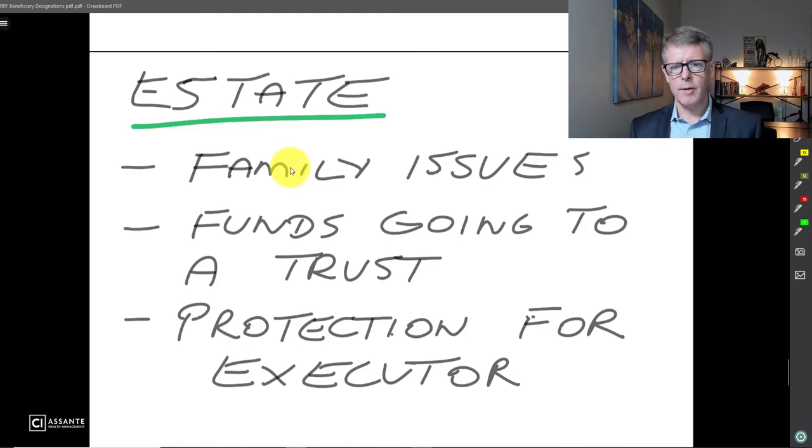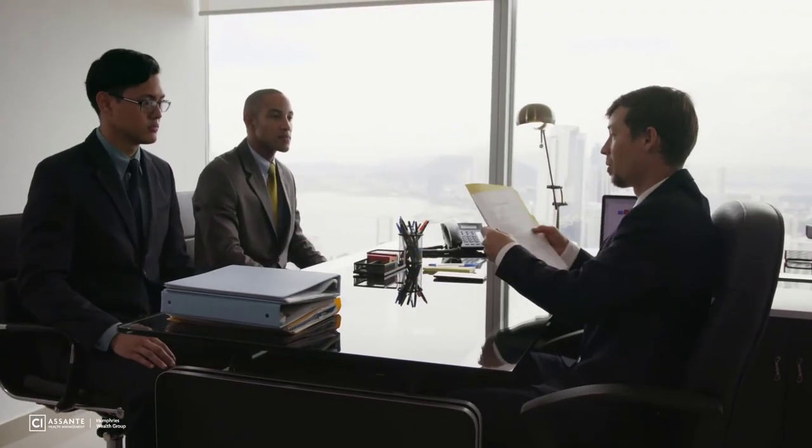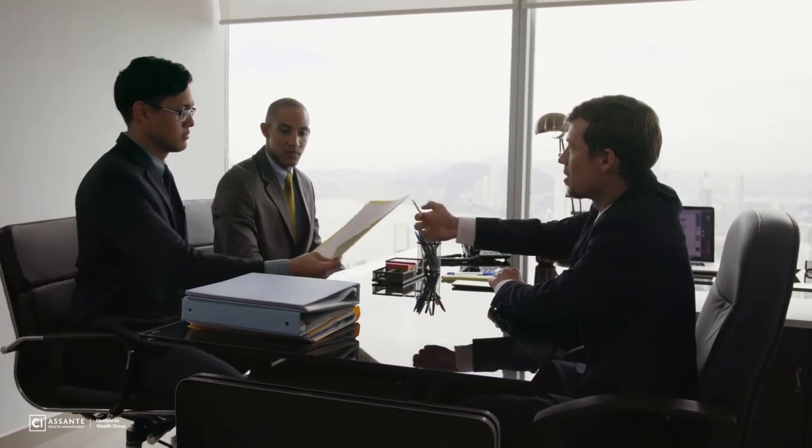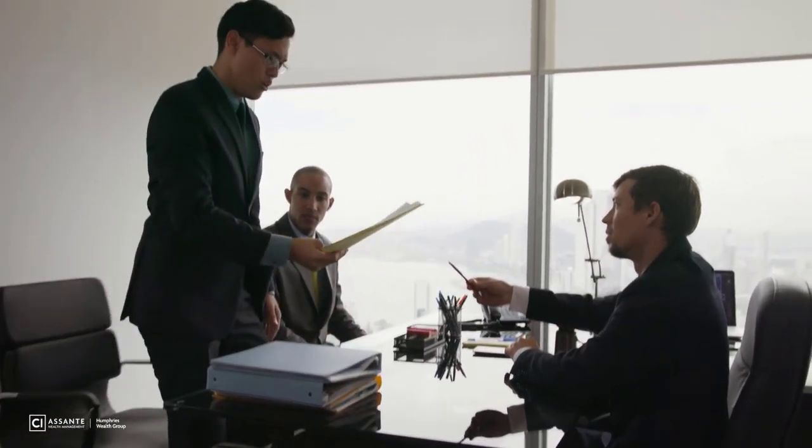So if you don't have family harmony and you've released all the assets to the beneficiaries, and then months later when the executor is doing the year of death tax filing and they're looking for money, that can create real strife between family members. It could create some real difficulties for the executor. It's just not a good situation.